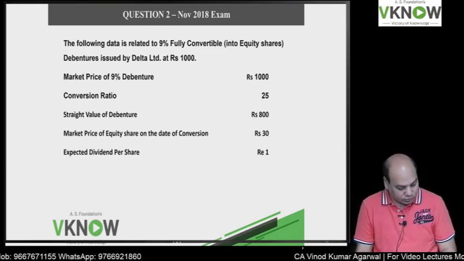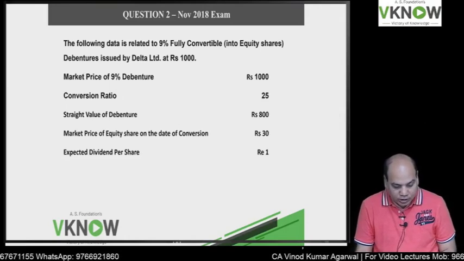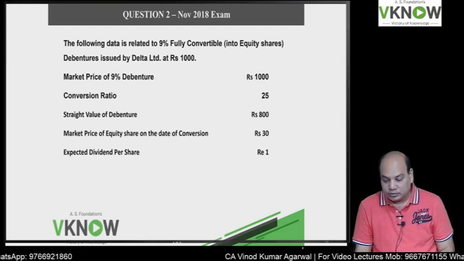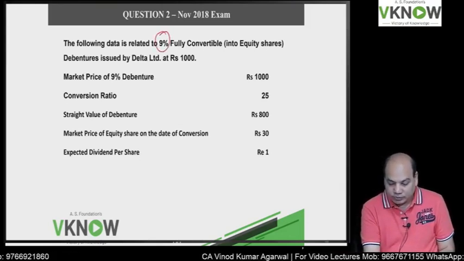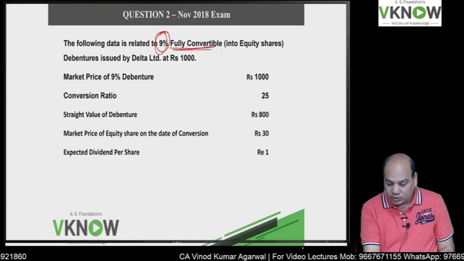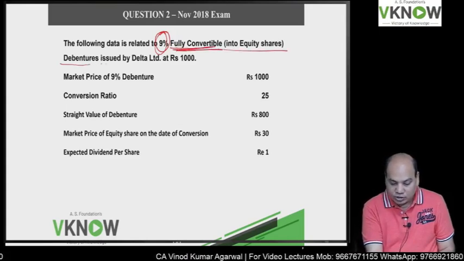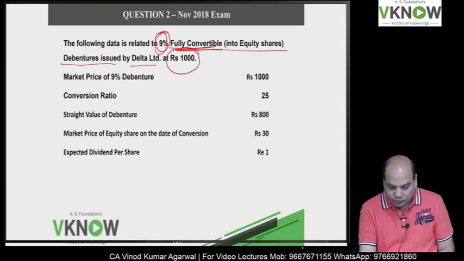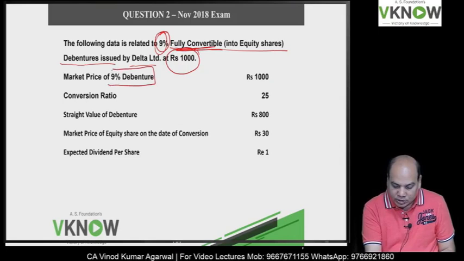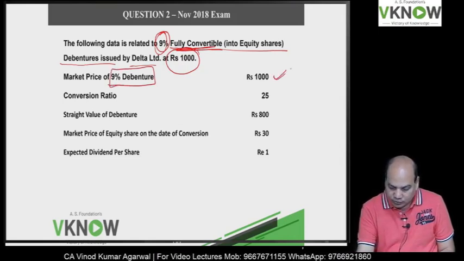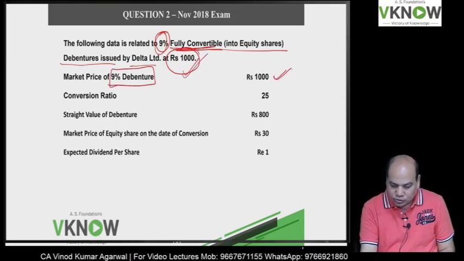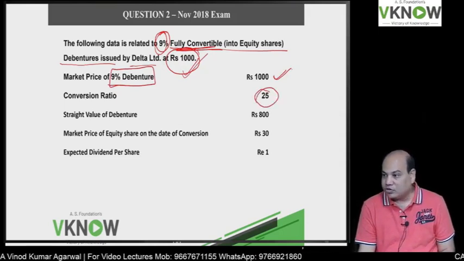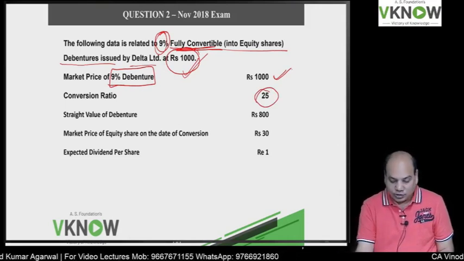Already asked. Now, the following data is related to 9% fully convertible. So 9% is the coupon rate, fully convertible into equity share debenture issued by Delta Limited at rupees 1000. 1000 is the face value. Market price of 9% debenture is 1000 and face value is also 1000. Conversion ratio is 25. One debenture will be converted into 25 equity share.